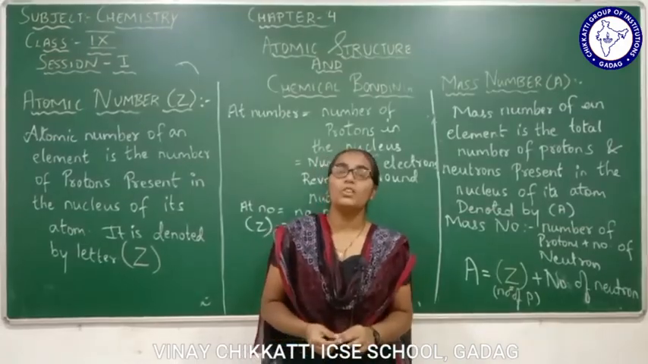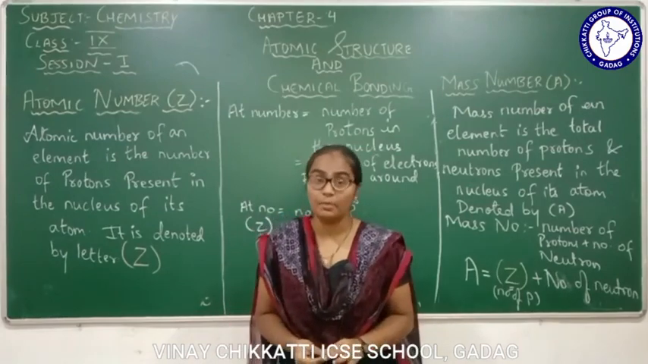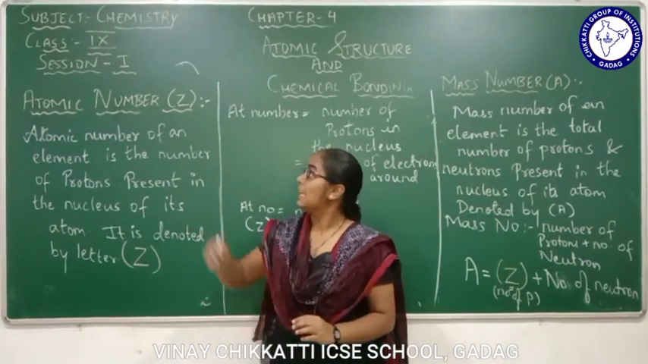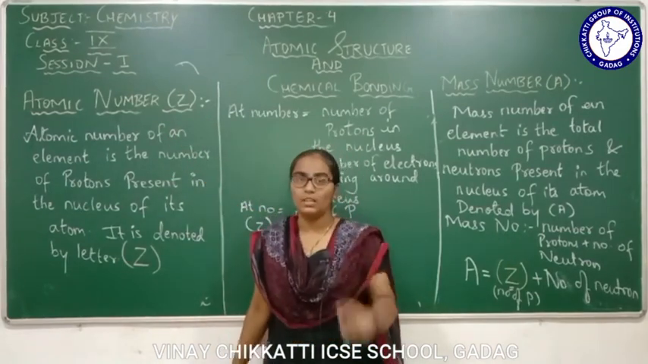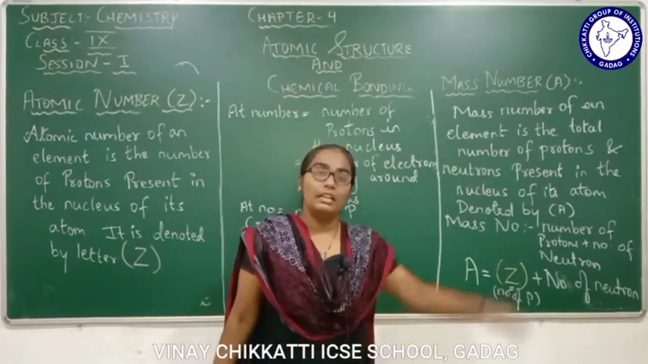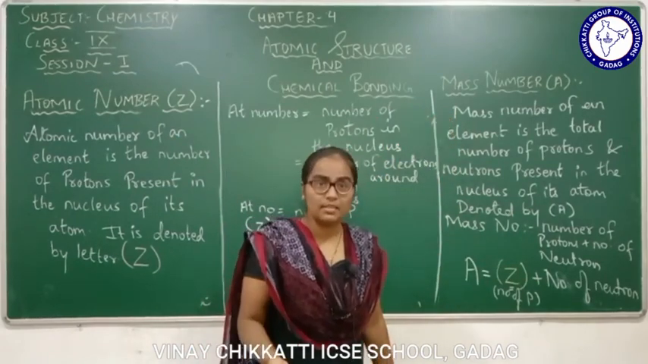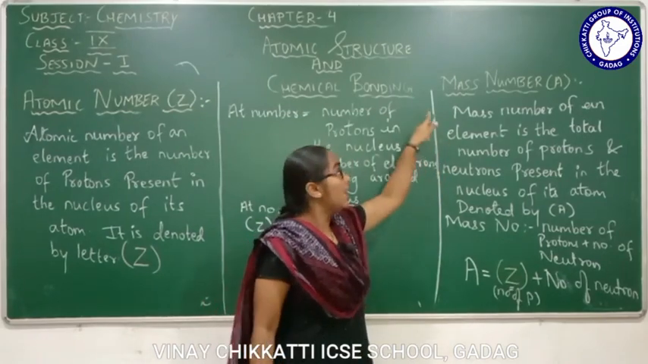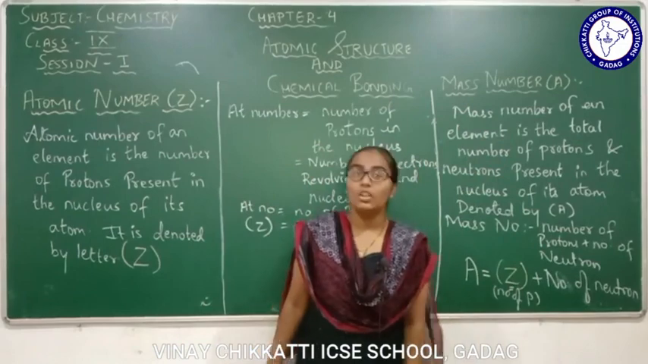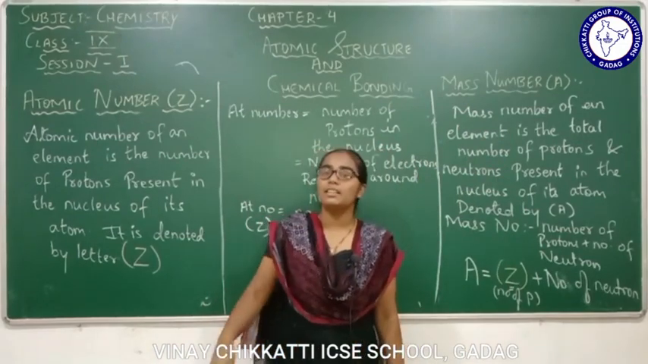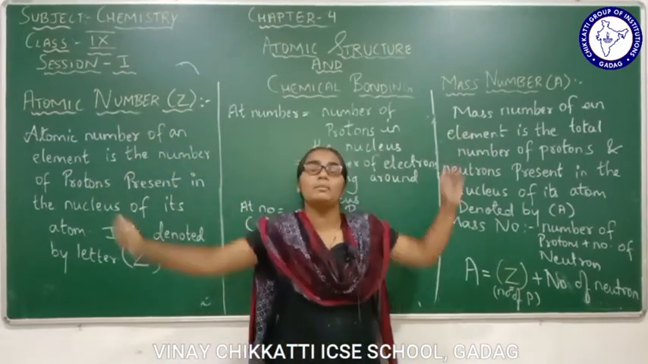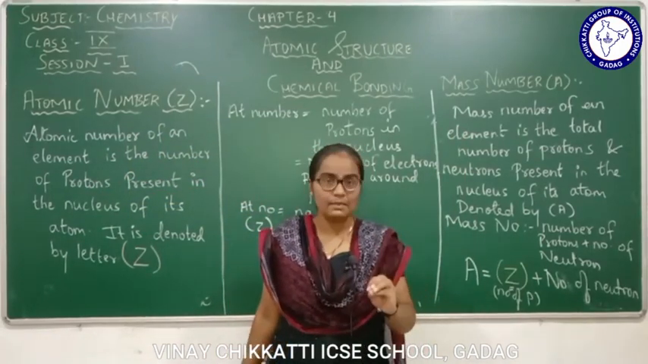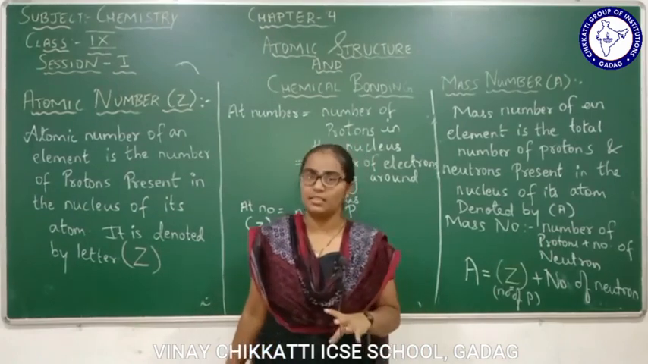Okay children, now we are going to study important terminologies associated with the atom: the atomic number, and second, the atomic mass number. Because it is associated with the atom, we can rename it the atomic mass number. Many people get confused between the atomic number and the atomic mass number. We are not supposed to get confused between these two terms. It's a very simple, easy and interesting topic.